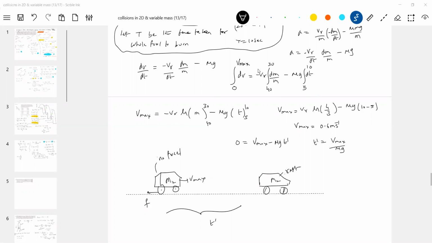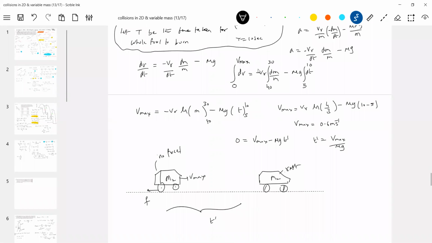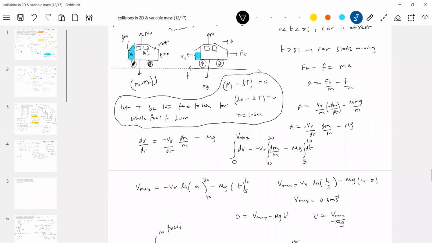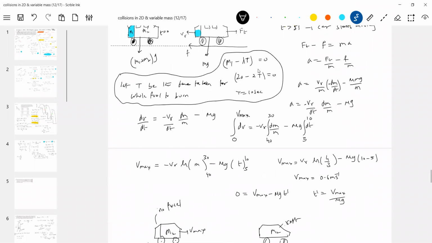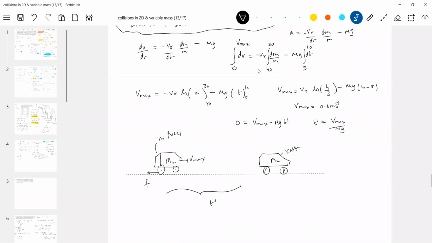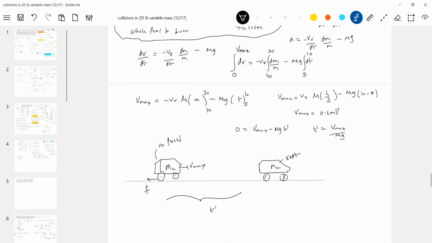So the time taken for it to come to rest will be 10 seconds plus this time. Total time, the time taken for the car to come to rest, means first 5 seconds you add up, then this 10 seconds, next the t dash. After what time will it come to rest? You have to add up all those times: 5, then this 10, then next t dash.